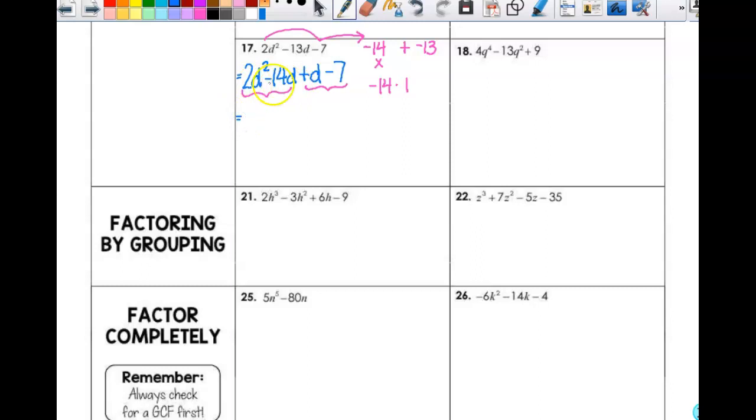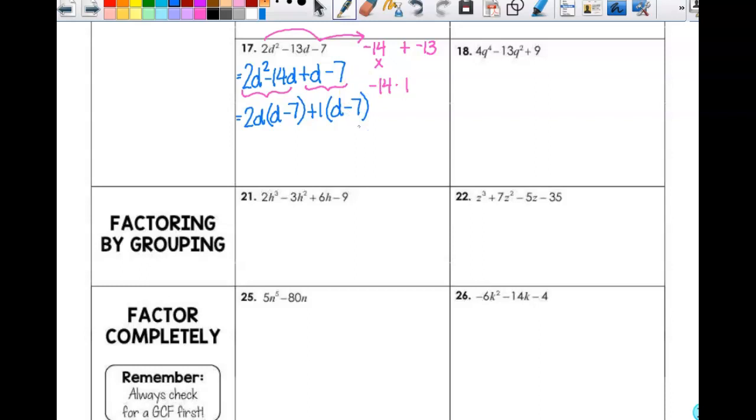So out of these first 2 terms, my GCF is 2d. That leaves me with d minus 7. Out of the second 2 terms, there isn't a GCF, but this is a time where even though we don't normally factor out 1, we got to factor out 1. So I'm going to factor out that 1, I get plus 1, and that leaves me with d minus 7.